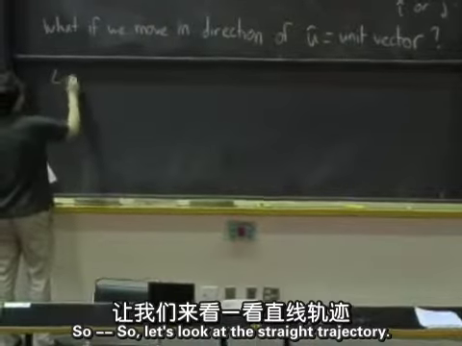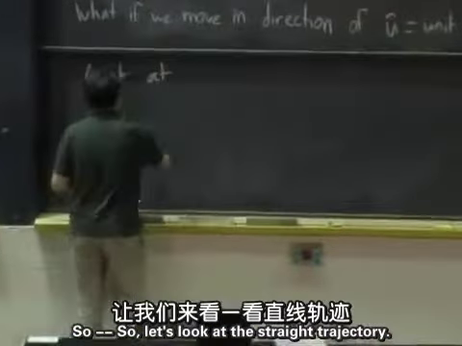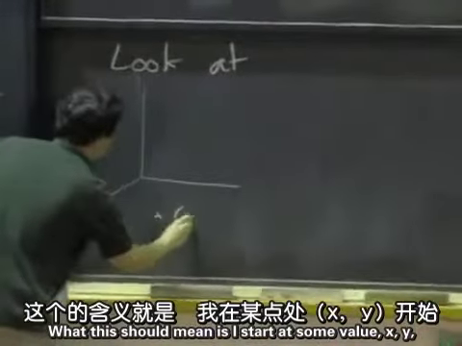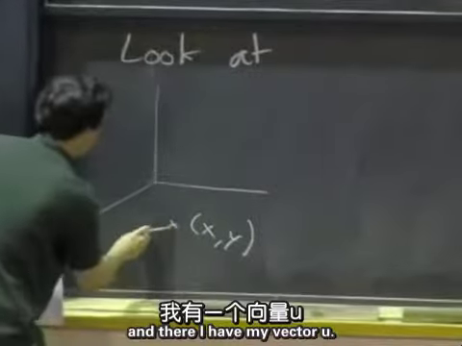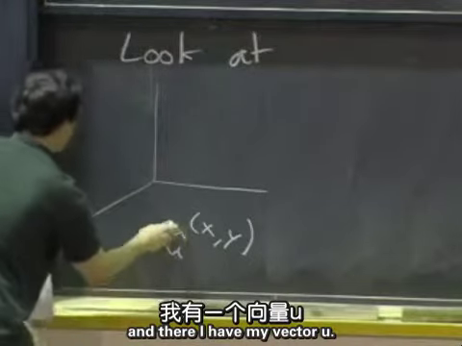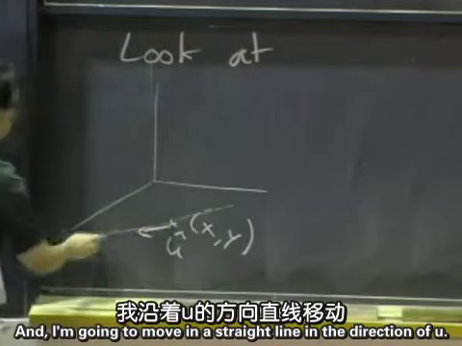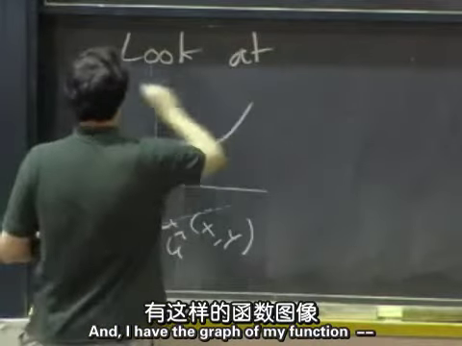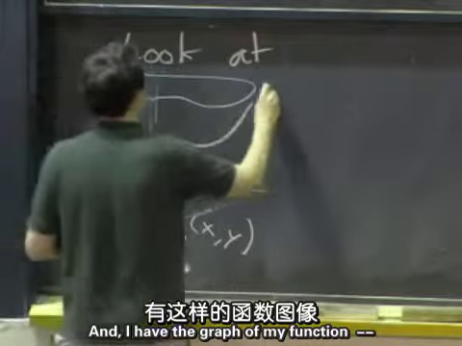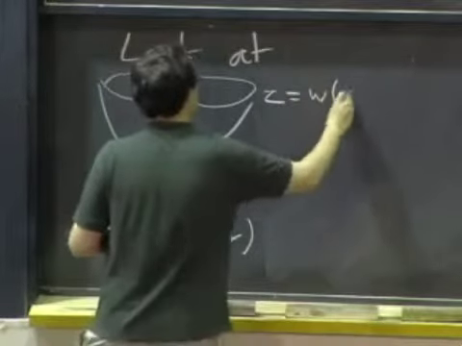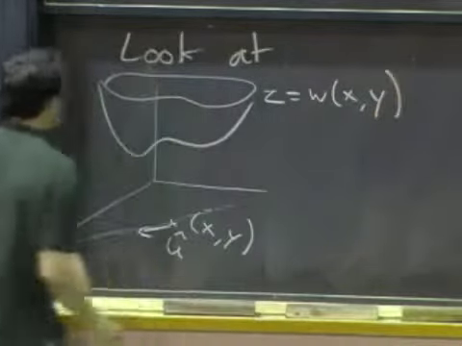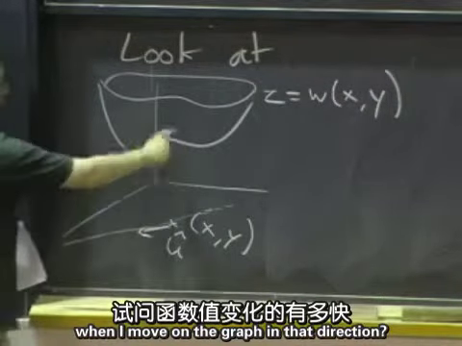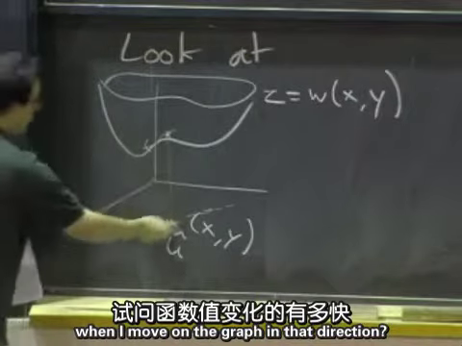So let's look at a straight line trajectory. What this should mean is I start at some value x, y, and there I have my vector u, and I'm going to move in a straight line in the direction of u. And I have the graph of my function. And I'm asking myself, how quickly does the value change when I move on the graph in that direction?